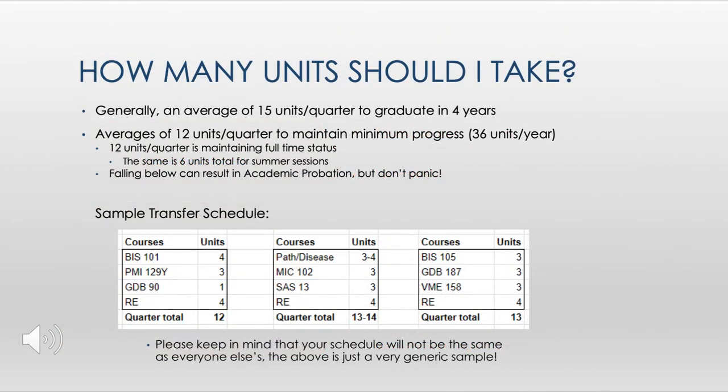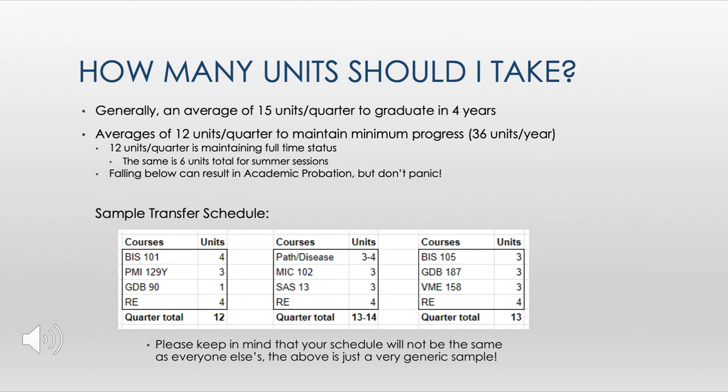So how many units should you as an individual take? Generally, on average, it's about 15 units per quarter to graduate in 4 years, and an average of 12 units per quarter to maintain minimum progress. And that 12 units per quarter is also maintaining full-time status. Summers are a little different. That's only 6 units to maintain full-time status for both sessions. So 6 units over the total of both sessions. That could be 6 units in one, 0 in another, 3 and 3, 4 and 2, 6 in 1, doesn't matter, as long as you have 6.